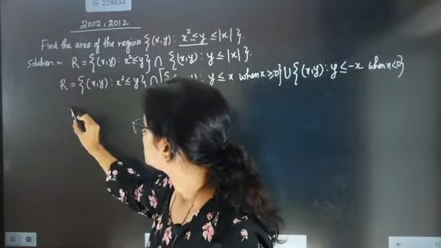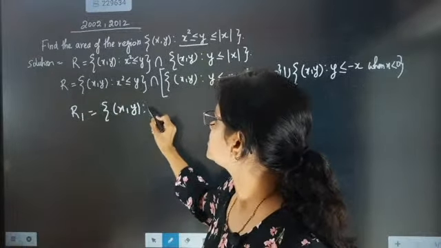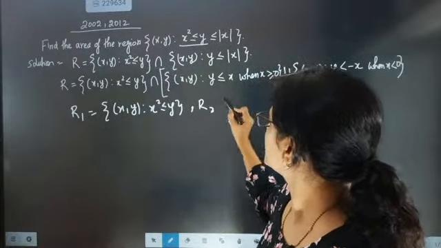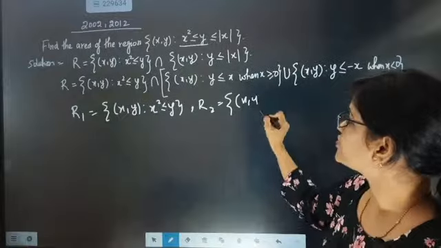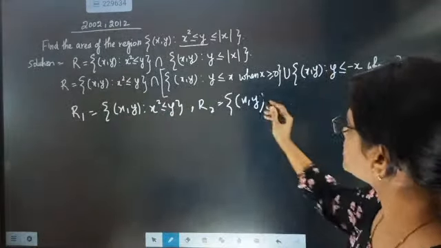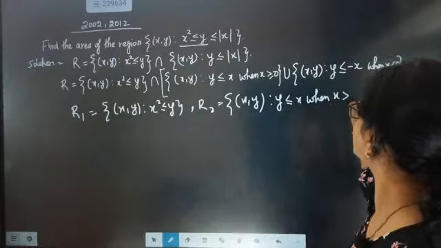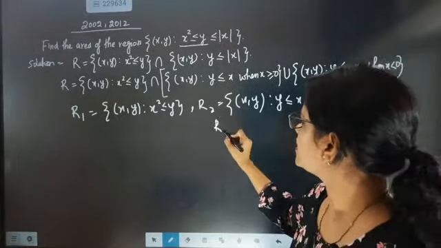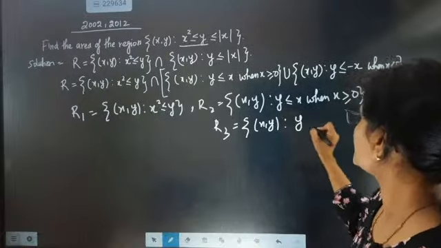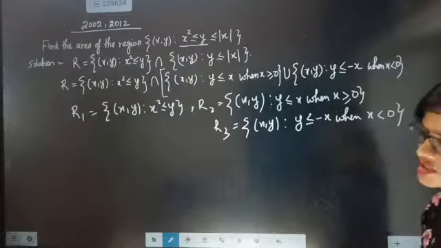So that means region 1 is what? Region 1 is xy such that x² is less than or equal to y, and then region 2 is exactly xy such that y is less than or equal to x when x is greater than or equal to 0. And what is region 3? Region 3 is exactly xy such that y is less than or equal to minus x when x is less than 0. So now this interval we have written.